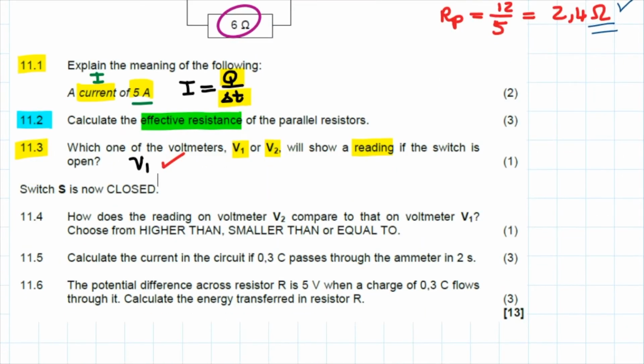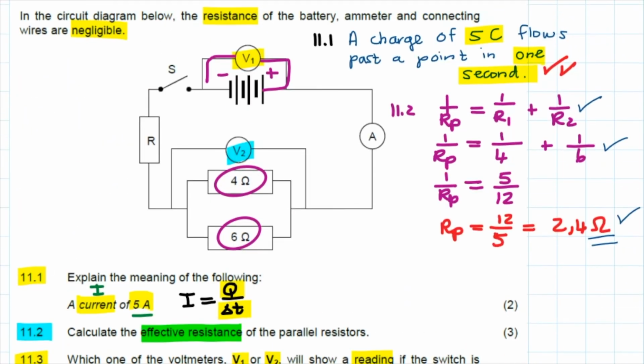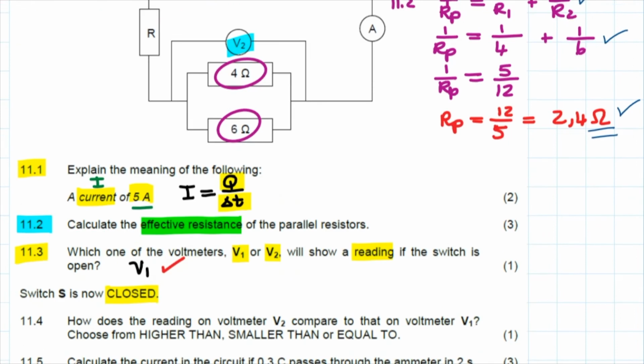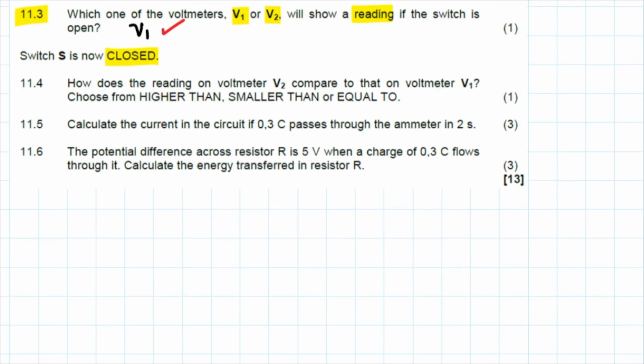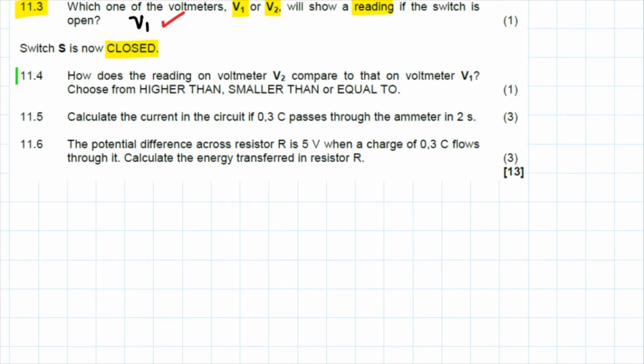Now they say the switch S is closed. Right, so we can go up to our circuit and we can close the switch. Every question that follows will now be based off of the fact that the switch is closed. Question 11.4 says, how does the reading on V2 compare to the reading on V1? Is it higher than that of V1, smaller than that of V1, or equal to V1?